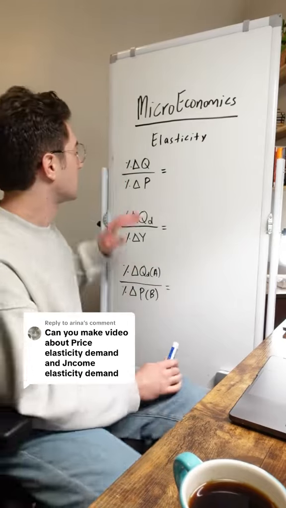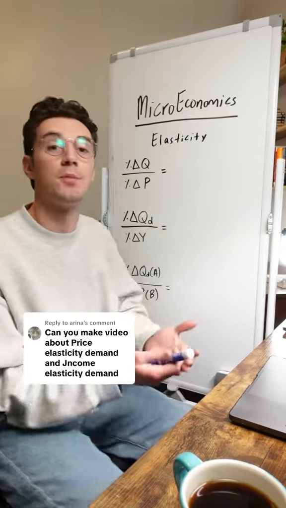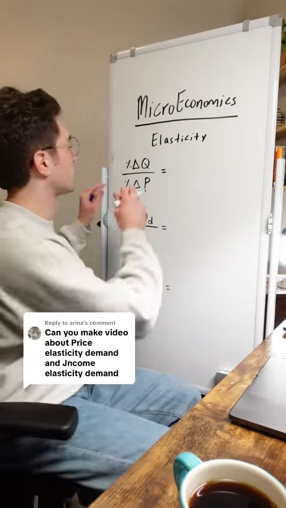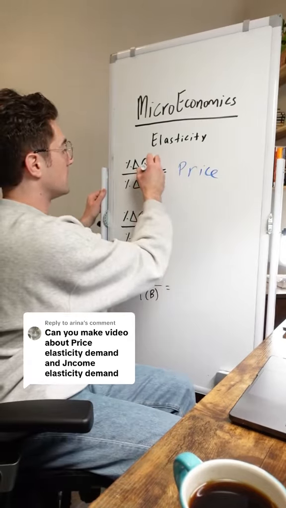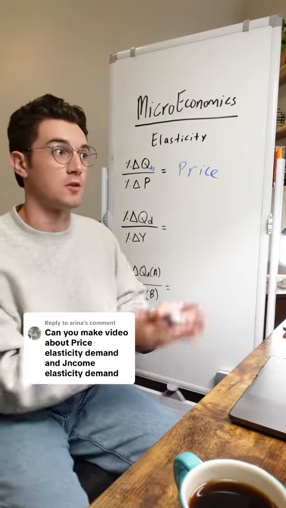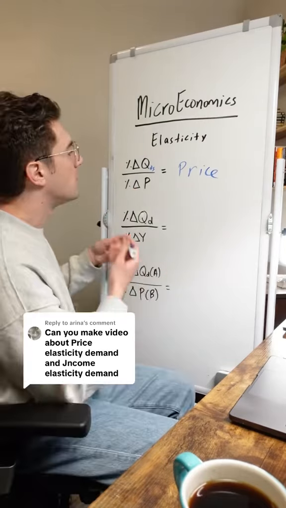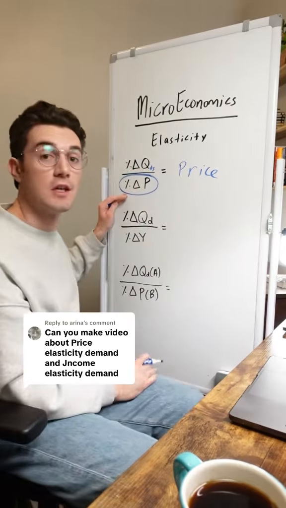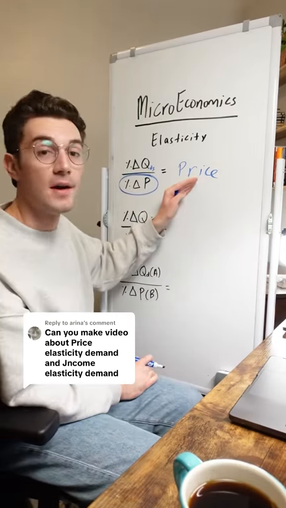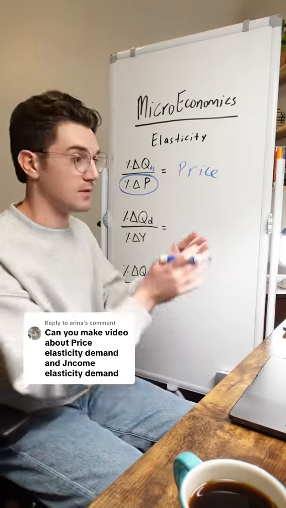Alright, with that being said, let's start with the easiest one here, and the one that you're probably most familiar with, and that is price elasticity of demand or supply, dependent on if we're working with a D or an S. In other words, percent changes in quantity demanded or quantity supplied. The biggest thing I want you to focus on here is our denominator. We are dividing by percent change in price, and thus it's price elasticity of demand or supply.